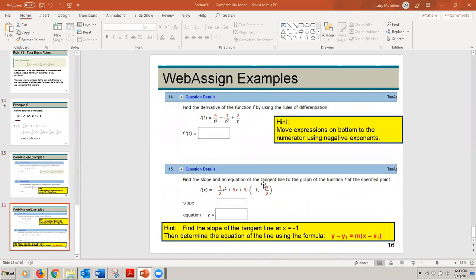Do problem 15, because problem 15 is a little different. Let me help you with problem 14, just with the setup. So I'm going to rewrite this. Notice it says move the expressions on the bottom to the numerator using negative exponents.